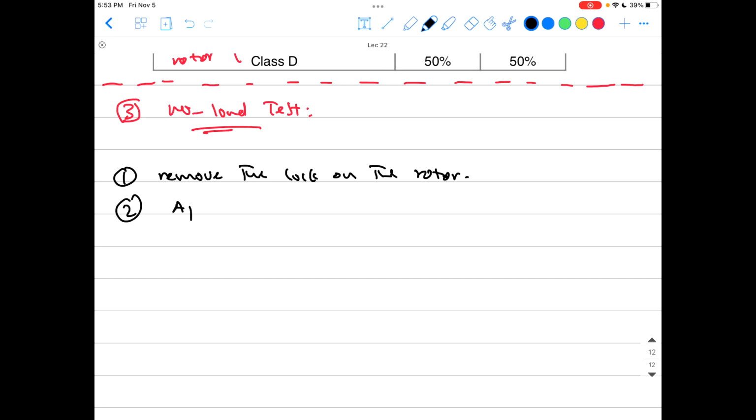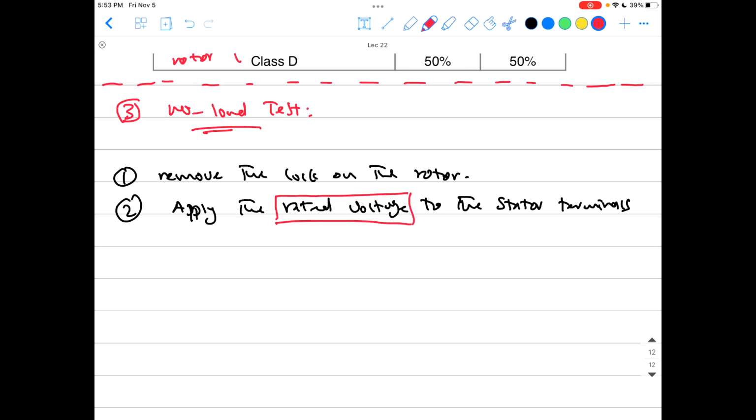Number two, apply the rated voltage to the stator terminals. So this test is done at the rated voltage of the machine. Again, why the rated voltage? Because that is the typical condition the machine works at. Now we need the no-load test, so we will just let the machine run freely without applying any mechanical load to the shaft. Okay, guys? So you're applying the rated voltage to the stator terminals.